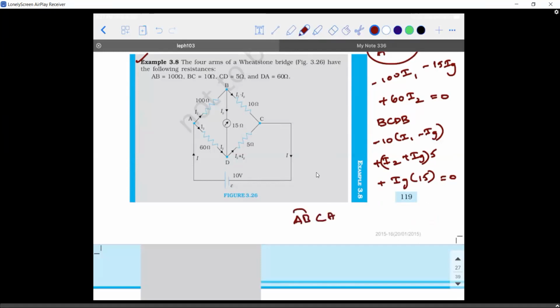When I go from A to B, minus 100 I1. When I go from B to C, minus 10 into I1 minus IG. When I go from C to A, it is plus 10 equal to 0. So when you solve everything, you're going to get the answer of IG.